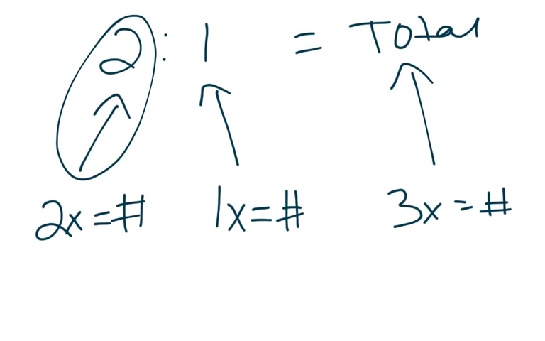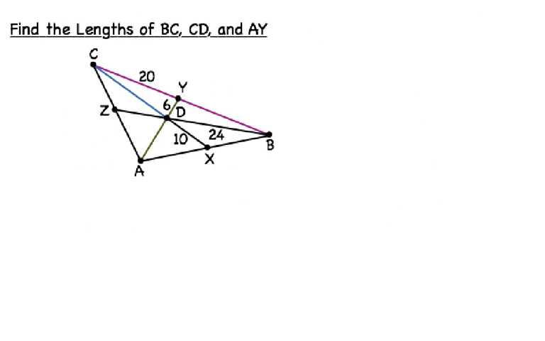And that's really what you're going to do every time. And the best way to think about it is algebraic, just like you would ratios. Okay, so let's go ahead and try to do some examples like this. It asks us to find BC, CD, and AY. And they're talking about the length of each of those. So we're going to have numeric values here.